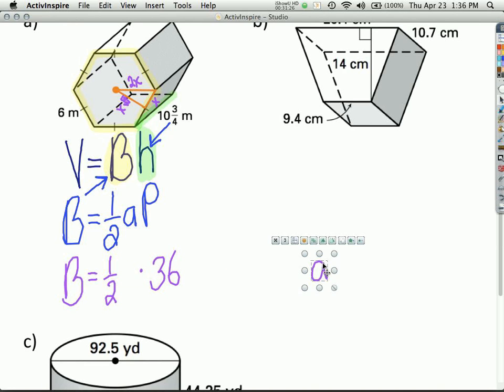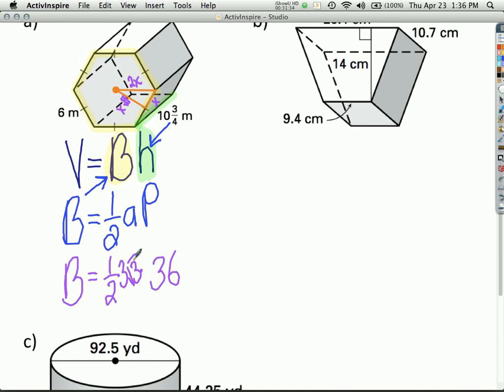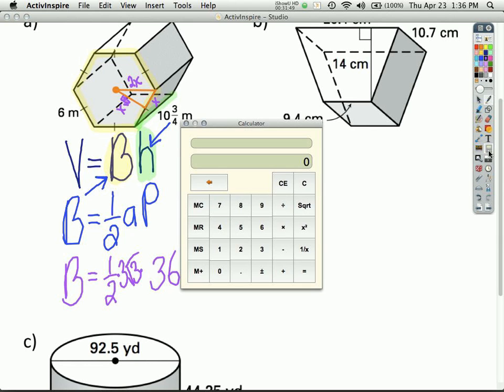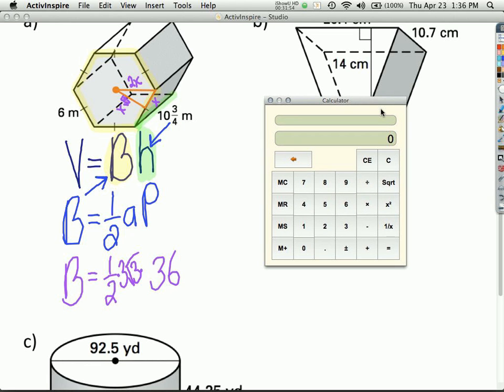The apothem is 3 radical 3. So it's 1/2 times 3 radical 3 times 36. Half of 36 is 18 times 3 radical 3. It's all calculator work at this point. We've got 18 times 3 times radical 3. So I'll do 3 square root first, then I'll multiply that result by 3 times 18.